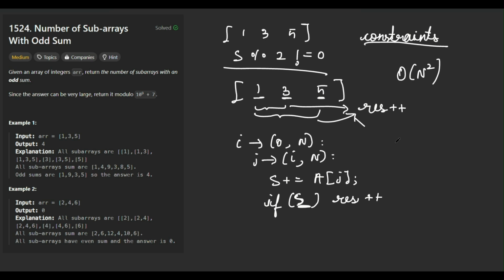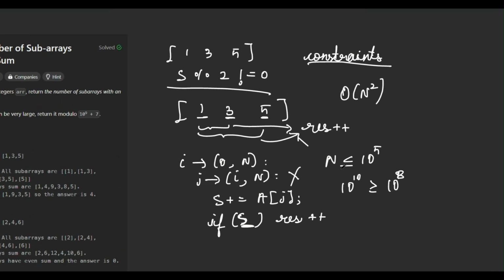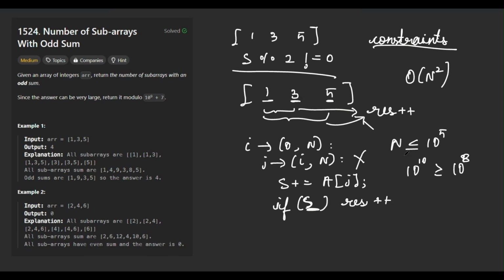But if we take a look at the constraints given in the problem, it says that n can go up until 10 to the power of 5, which means O of n square will result in 10 to the power of 10. Sorry, 10 to the power of 10 is what we get here. This is definitely not the expected time complexity, and thus this solution is not going to work. It also says that the question is expecting a solution which runs in linear time complexity.